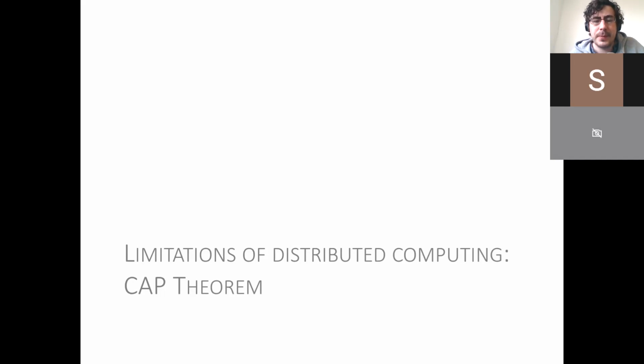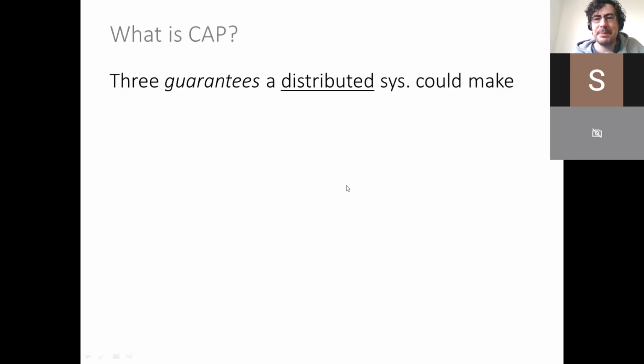So there is this general notion called the CAP theorem. And the CAP theorem is something like an equivalent to ACID, but for distributed databases or distributed computing in general, I guess. So we'll talk a little bit about the CAP theorem. And much like ACID, it speaks about the sorts of guarantees that we can have when querying distributed databases or doing distributed computing. So what is CAP? It refers to three guarantees that a distributed system could make.